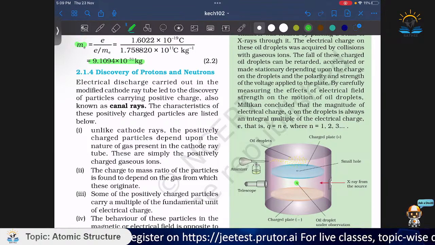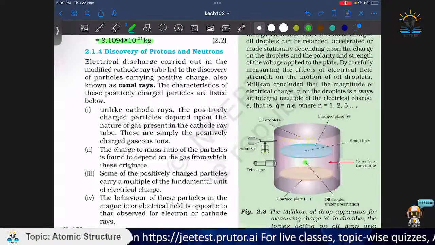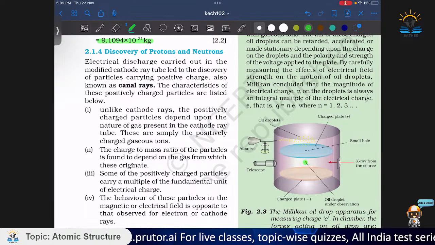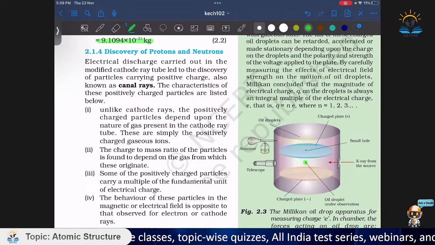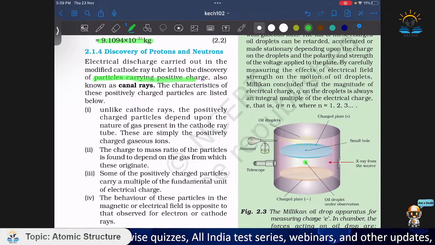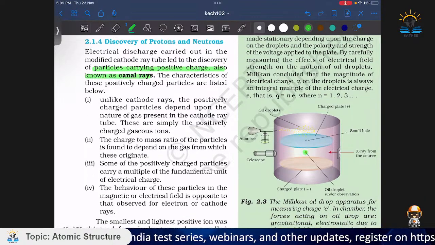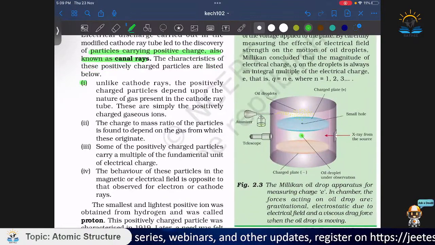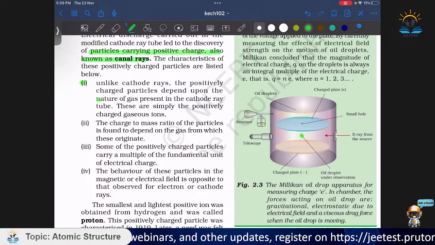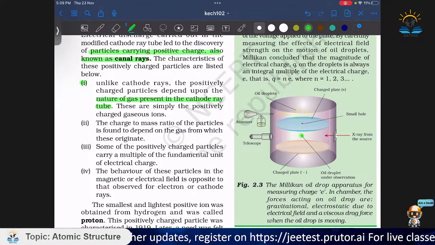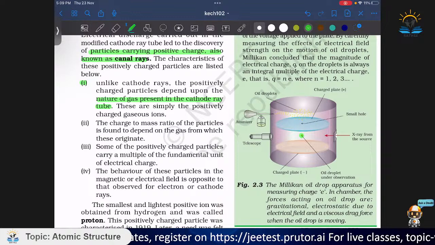Discovery of protons and neutrons. Now, electrons have been discovered, their charges, their masses, everything. Let's see how protons and neutrons were discovered. Similar to cathode rays, there were anode rays known as canal rays. The rays consisting of particles carrying positive charge are known as canal rays, and the characteristic was, unlike cathode rays, they depend upon the nature of the gas present in the cathode ray tube. So they are simply positively charged gaseous ions.